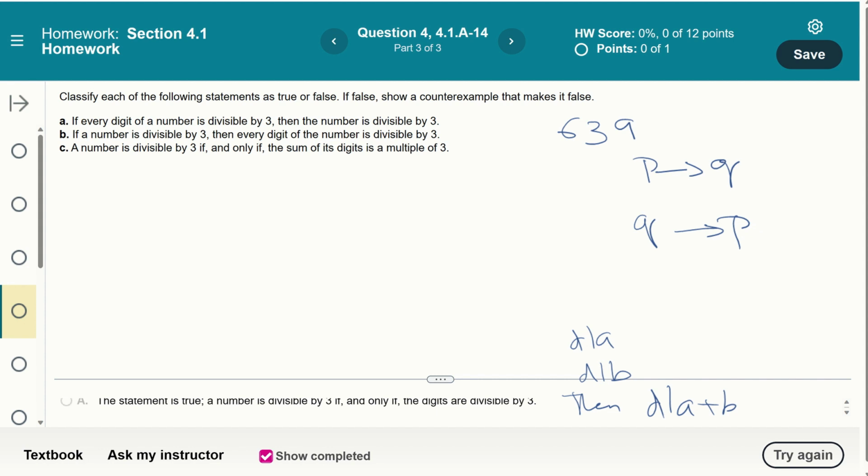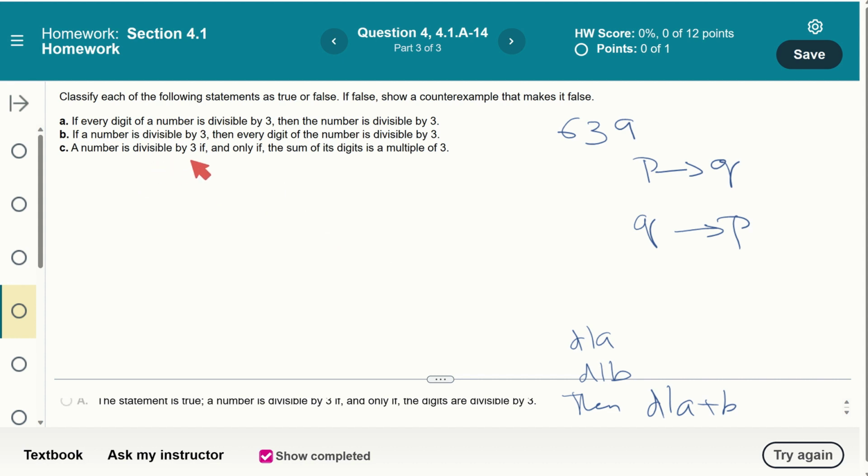Well, remember, oftentimes, this is called the converse, right? For many of these statements about divisibility, the converse turns out not to be true. This is an example. Think about it. Here is a number that's divisible by 3, right? Does that mean every digit is divisible by 3? Obviously not, right? So just think of a nice counterexample to use.